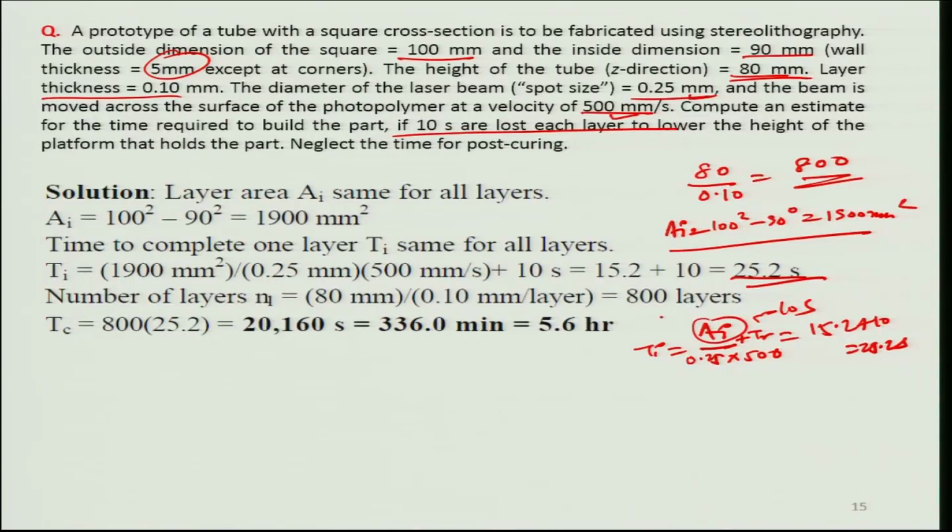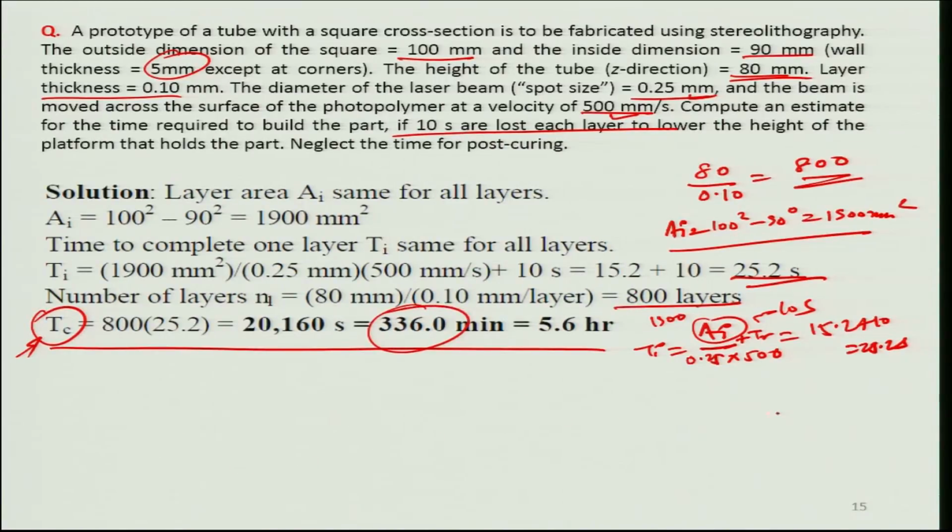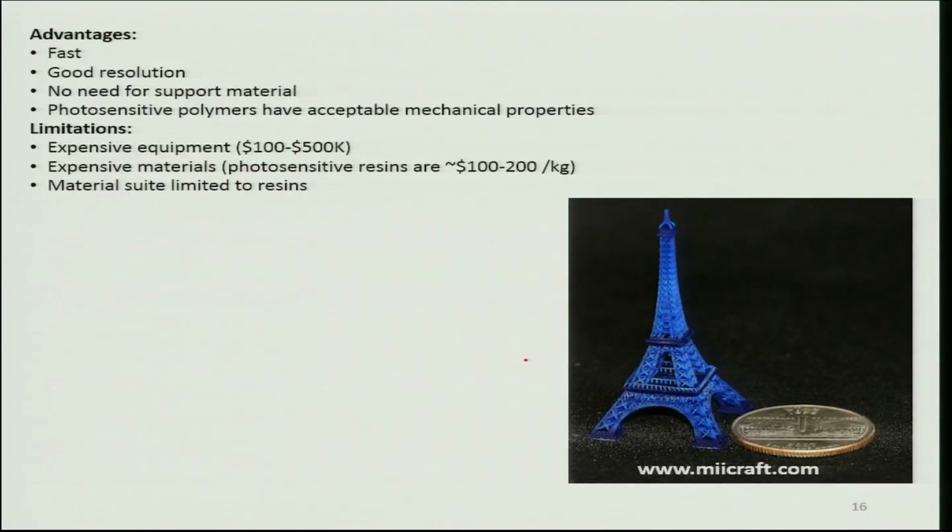AI is equal to 1900 square millimeters, and the total number of layers that you are manufacturing is 800. The cycle time required is about 336 minutes, which is 5.6 hours. That is how you estimate, in a preliminary manner, the time for the total cycle. You can see this part has been manufactured in a relatively high time of about 5.6 hours. That is because of the extremely slow nature of the SLA system.